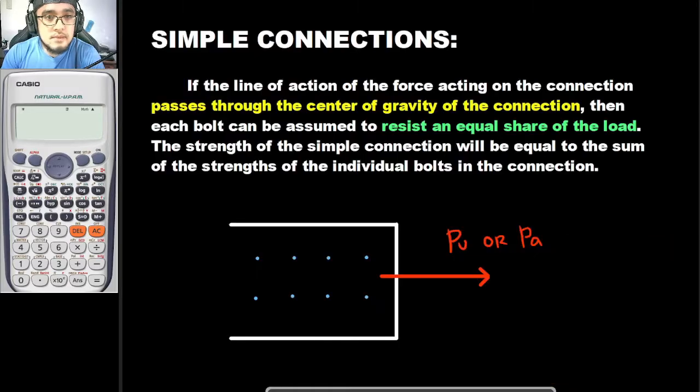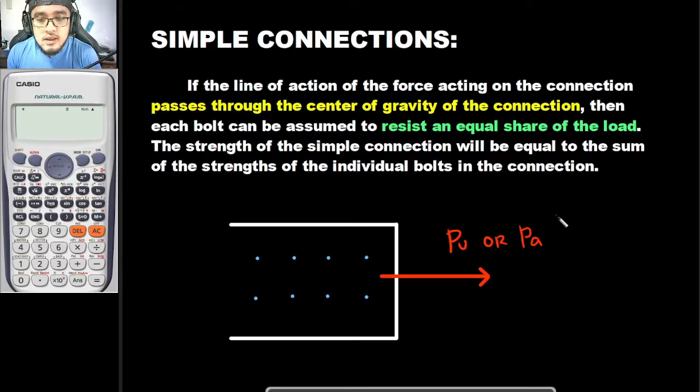But what is a simple connection? As per the definition here, by the way guys, confirmation, readable ba itong nasa slide na to? Nababasa ba siya? Yes, sir. Okay, so as per stated here, if the line of action of the force acting on the connection passes through the center of gravity of the connection, then it is assumed that each bolt resists an equal share of the load. So meaning the strength of the simple connection will be equal to the sum of the strengths of the individual bolts in the connection. This is fairly self-explanatory, no?